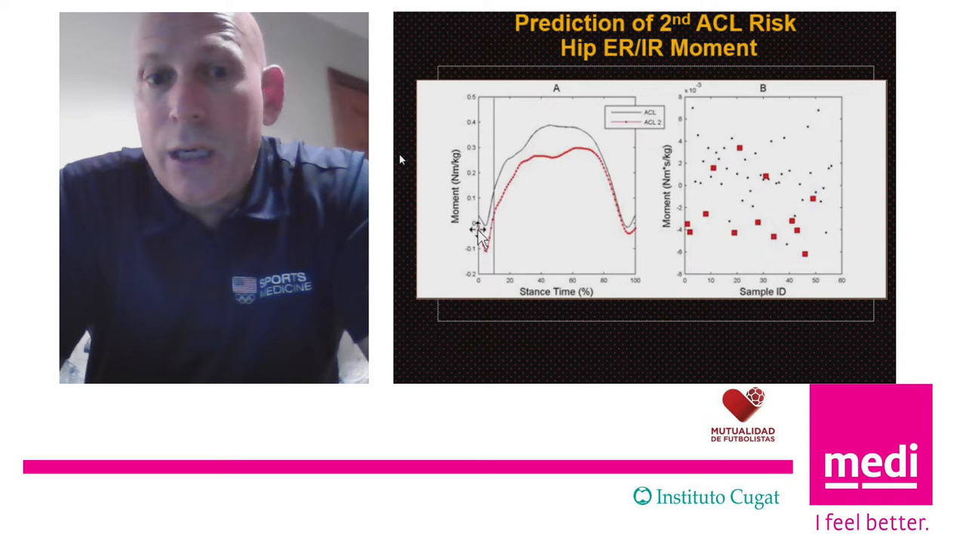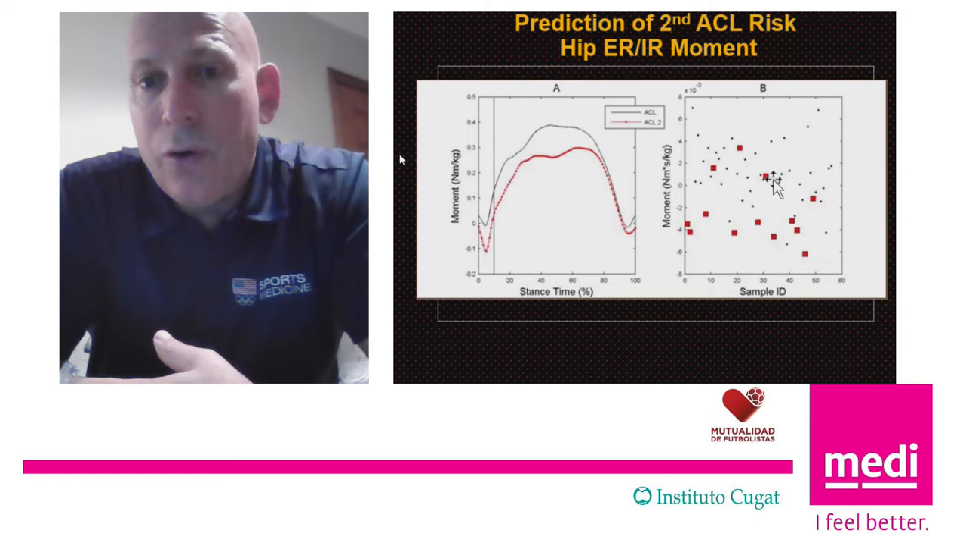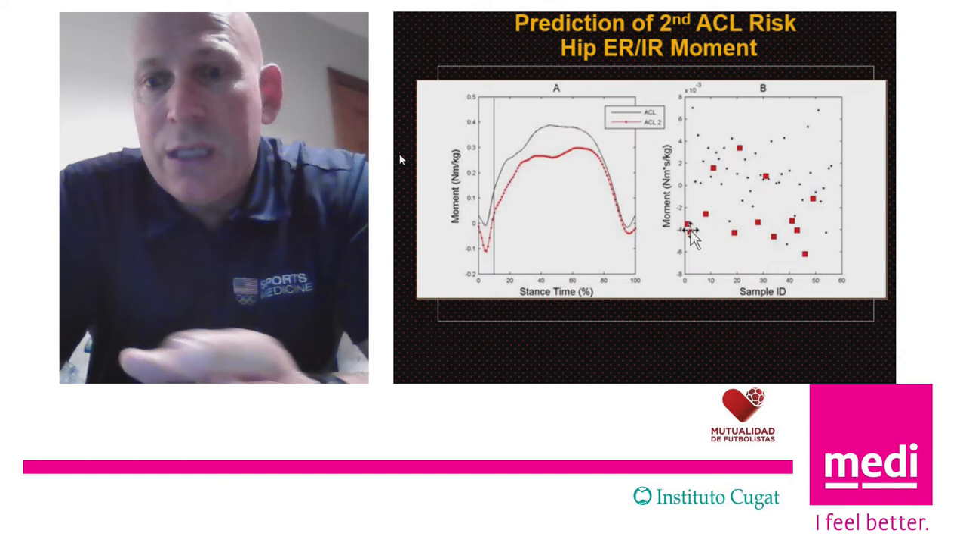Whereas those that go on to a second injury are actually letting the ground reaction force internally rotate their hip. And this is a net hip internal rotation moment. These are those that go on to a second ACL tear. Just that alone can predict with about 80% sensitivity and specificity.